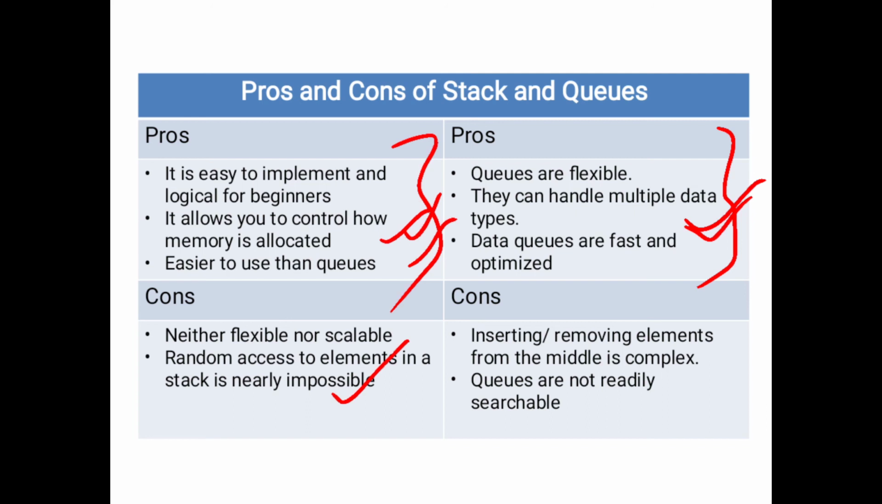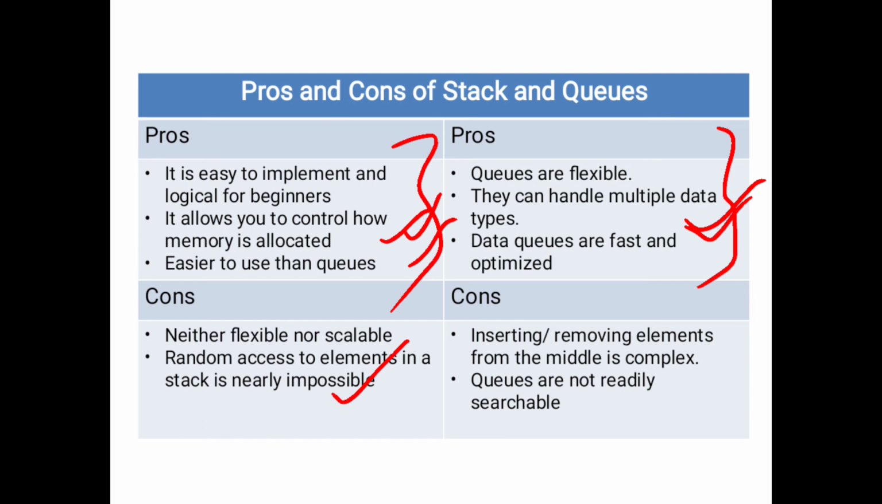A stack is neither flexible nor scalable. Sometimes it is flexible, sometimes it is not flexible, and the scale of the stack is also high, so that is a disadvantage. Random access to an element in a stack is nearly impossible. Random access means accessing any data in the middle position, or the first half, or second half. That is not possible in a stack, because all data insertion and deletion is always at the top of the stack.